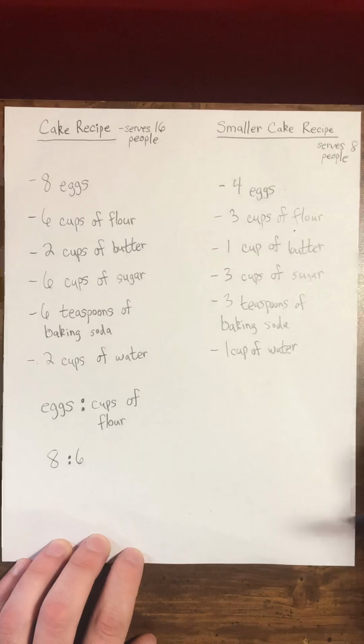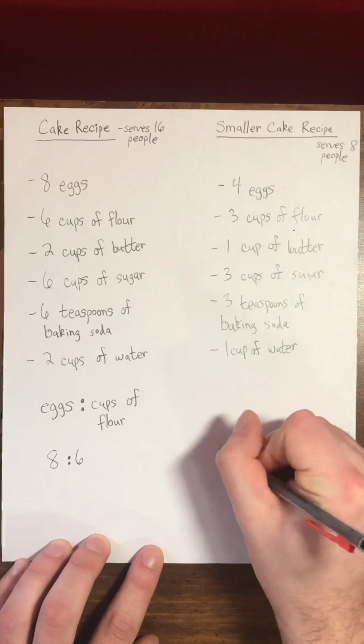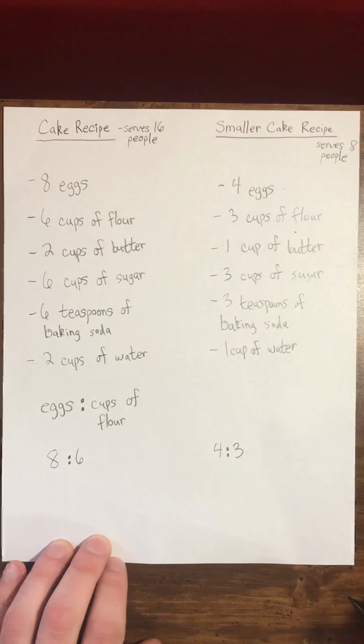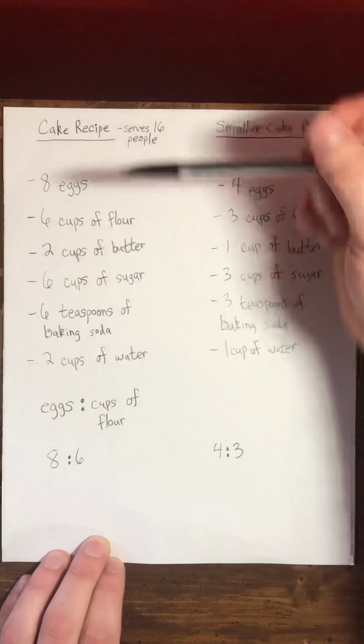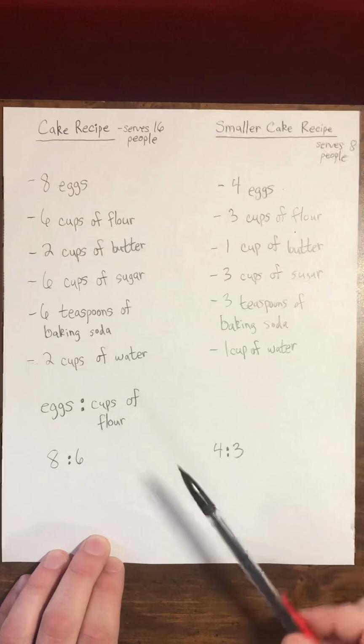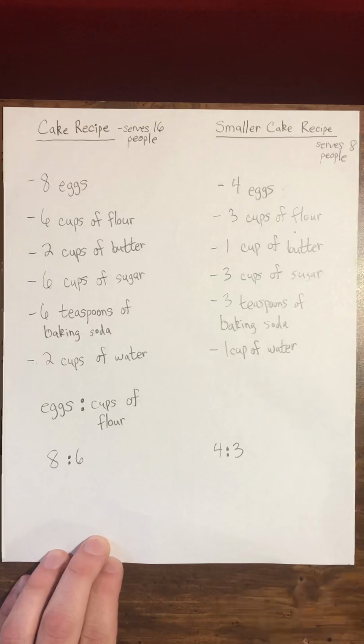Now let's look at the smaller cake recipe. The same ratio would be 4 to 3. Right? And all we did here, when we went from this recipe to the next one, we cut that in half. And you can see that in the ratio, right? We cut both of those numbers in half, and that's how we get to the second ratio.